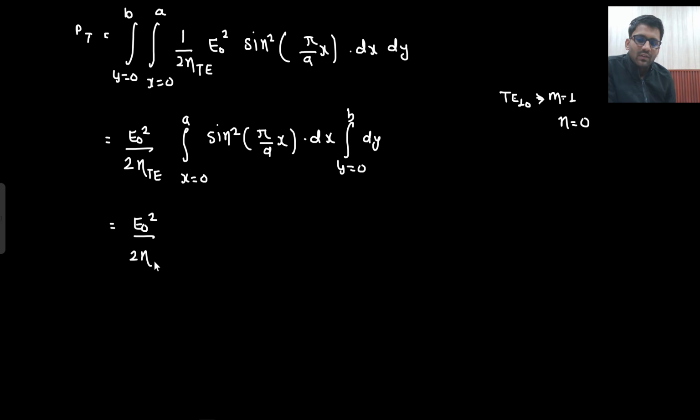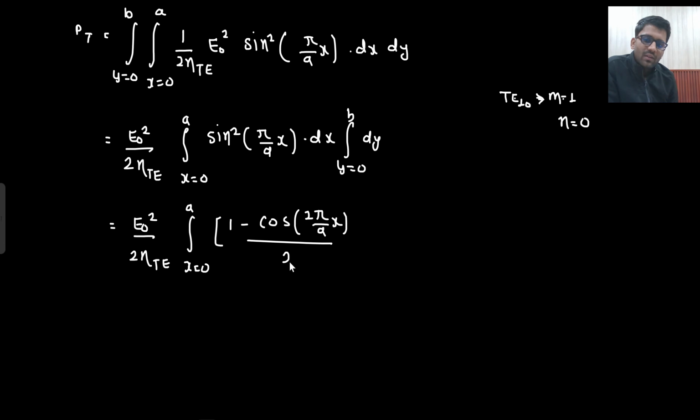Or let's solve it. X equals 0 to a. What can I do? I can apply the cosinusoid function: 1 minus cos 2 pi by a x, divided by 2. This I need to do, and here I do the integration with respect to y, so what I will get is b only, because the integration of dy is y, so here I will be getting b.